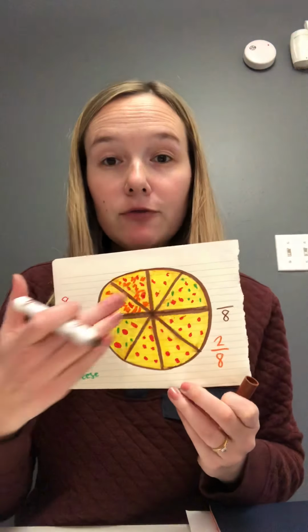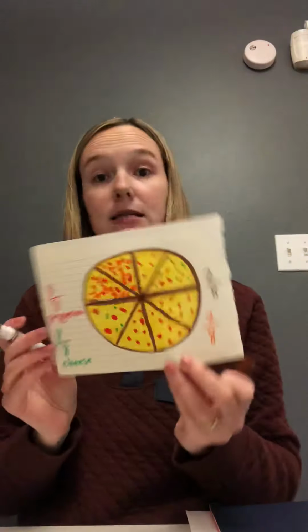So I also have a couple pieces with extra cheese on them. So my denominator, my bottom number, is still going to be 8. And I have 2 pieces with extra cheese on them. So 2 out of 8 pieces have extra cheese on them.